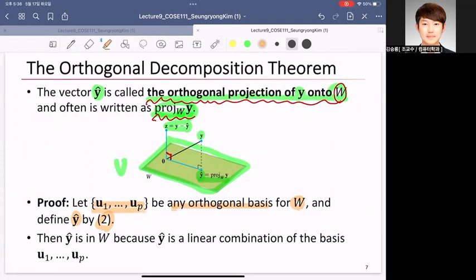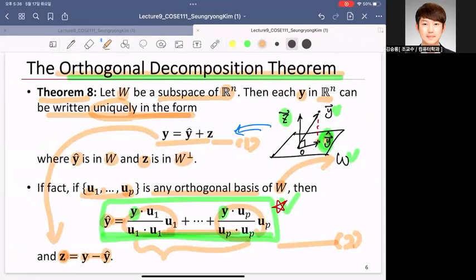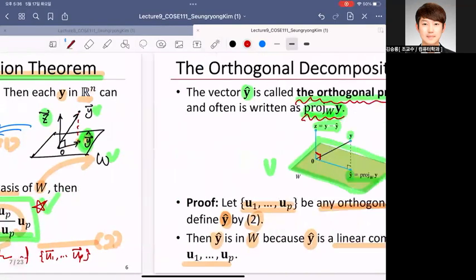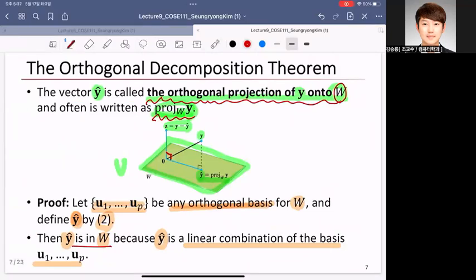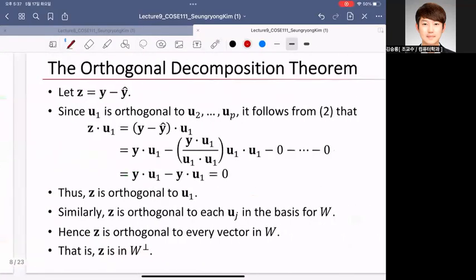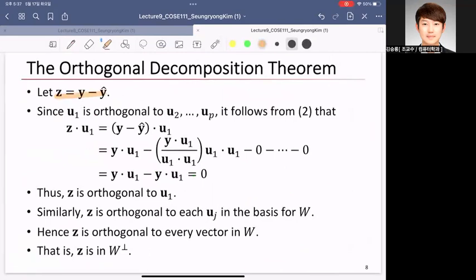Let this be any orthogonal basis for W, and let's define y hat by equation 2. Then y hat is in W because y hat is a linear combination of the basis vectors u1 through up. So y hat is in W. Then let z be equal to y minus y hat.